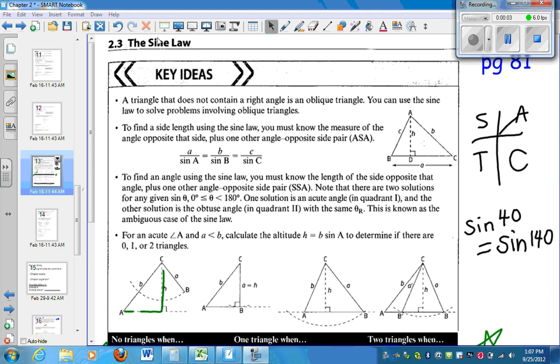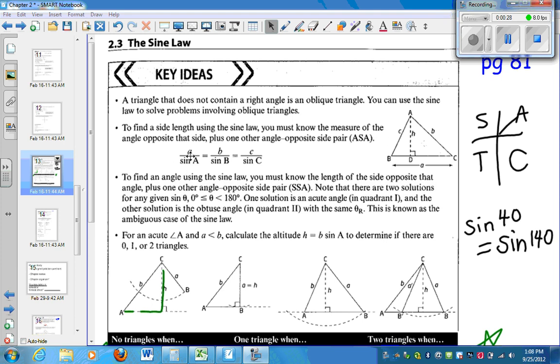Section 2.3 is the sine law. First of all, a triangle that does not contain a right angle is called an oblique triangle. You can use the sine law to solve problems involving oblique triangles. To find the side length, you must know the measure of the angle opposite plus one other angle-opposite-side pair. So this is the case when we're looking at angle, side, angle.